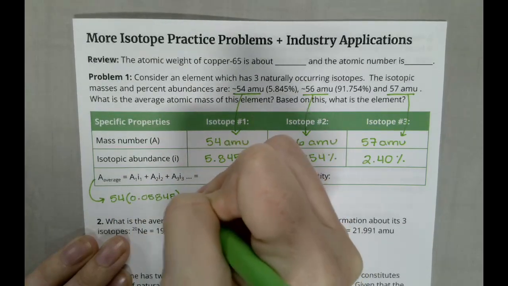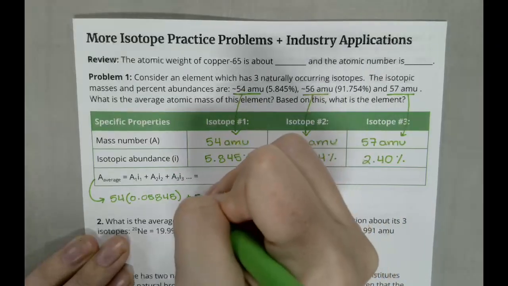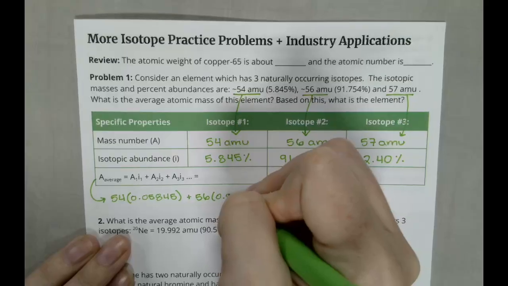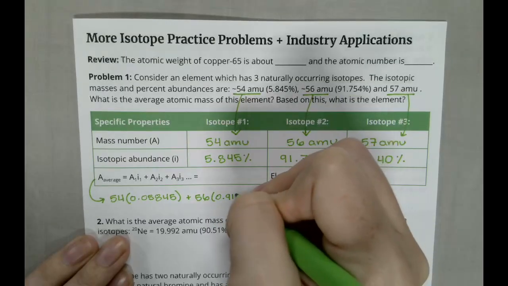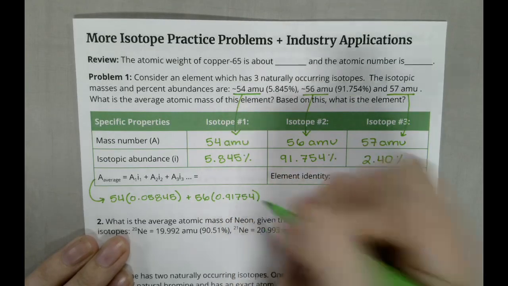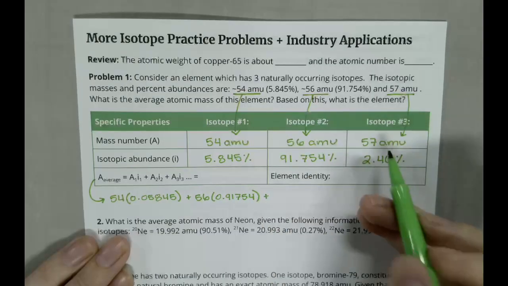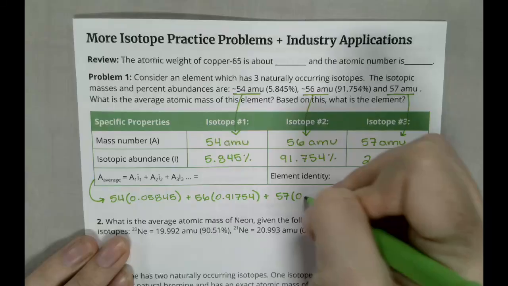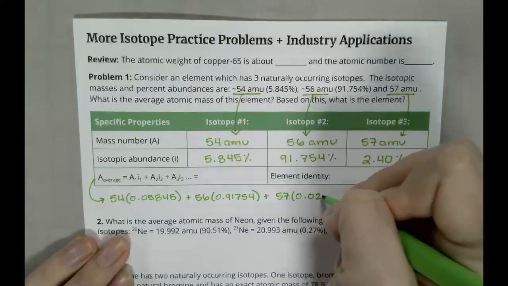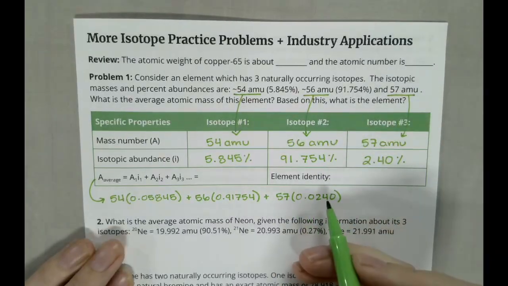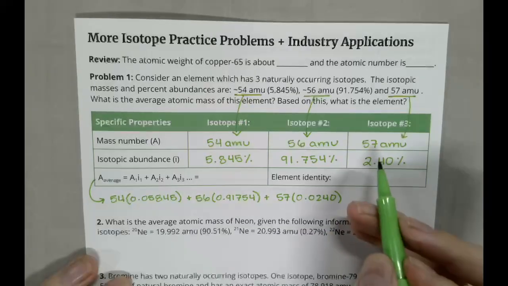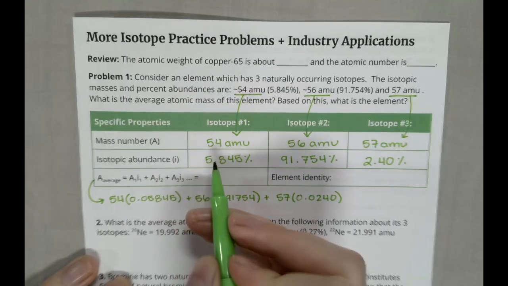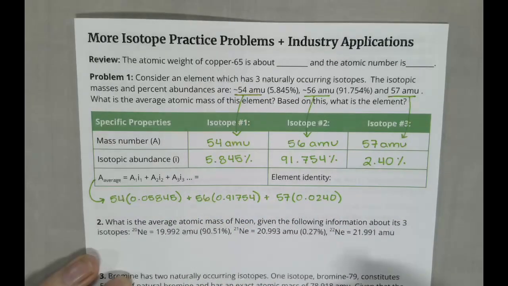0.05845 plus 56 times 0.91754 plus 57 times 0.0240. I got those decimals just by dividing this by 100, but you can also just scoot the decimal place 2 to the left, and that'll give you these decimals.